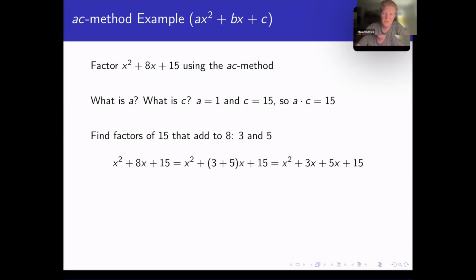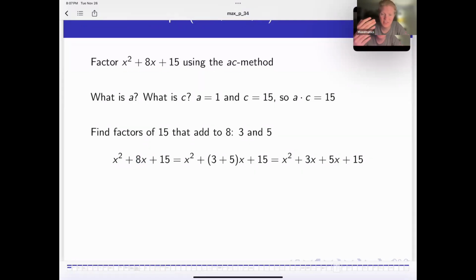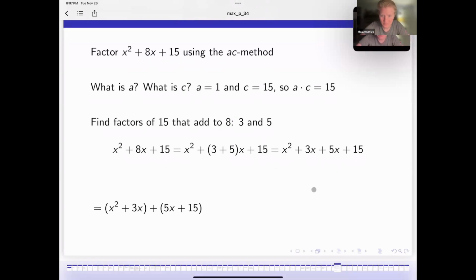So what we really did, I'm showing these middle steps right here. They're not my favorite steps, but what we really did was rewrite 8x as 3x plus 5x. But what we used is the thing that 8 is 3 plus 5. Well, if 8 is 3 plus 5, then 8x is 3x plus 5x. Okay, so what we can now do is factor by grouping.